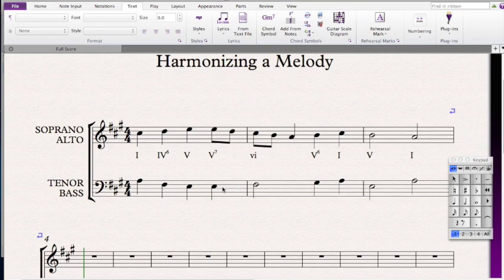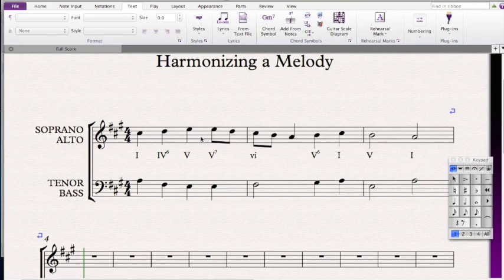Then we have a fifth, which is fine because it was entered by contrary motion. And then we have a third here, and that's fine. Another third, and then we have another fifth, which is entered while in similar motion. It's alright because the soprano is moving by step. And then we have an octave, and that's fine because it was entered by contrary motion. So this is looking like it's going to be good.